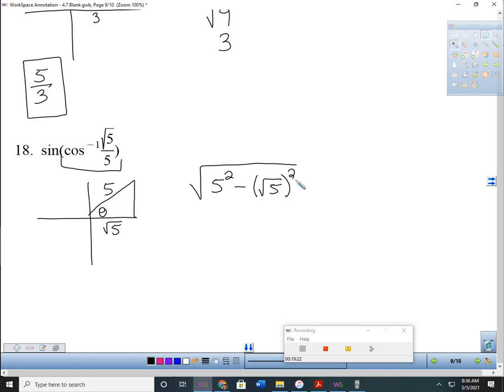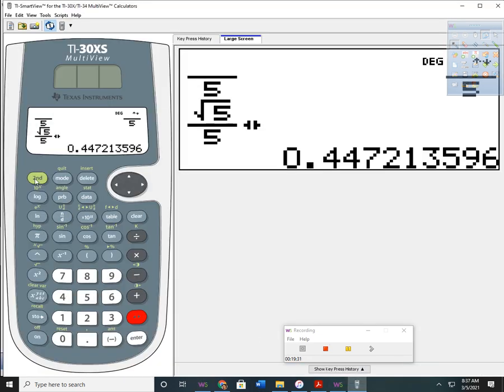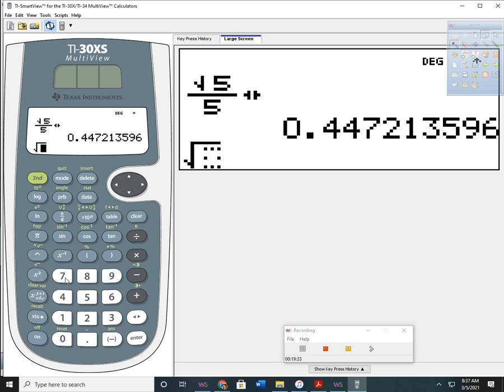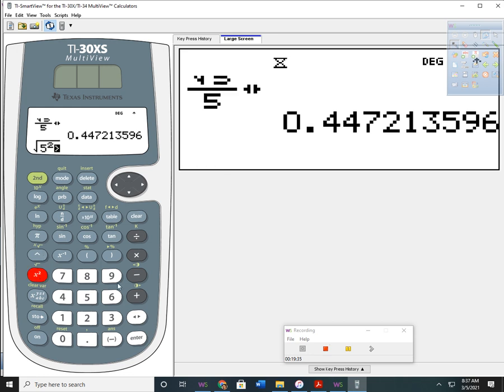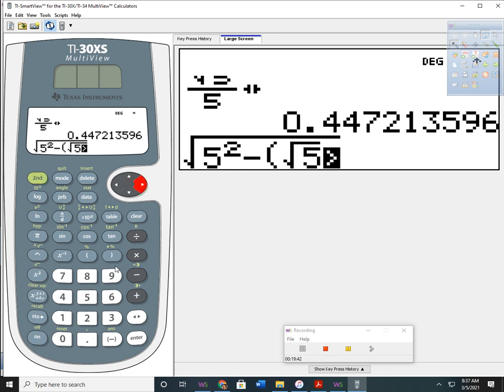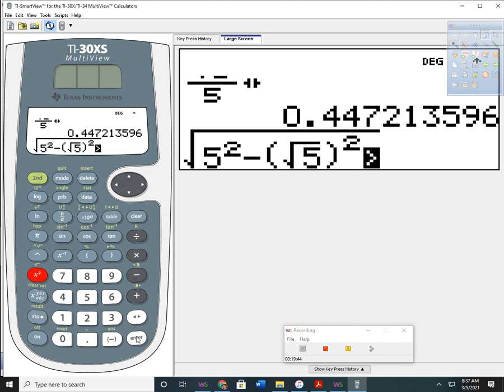All right. And sometimes you can plug this in and it is fine. It'll give it to you. Let's see if this will. So we have square root of 5 squared minus the square root of 5 squared. And it tells us that's 2 square roots of 5. If you have trouble with it giving that to you, then simplify underneath. Say that's 25 minus 5, right? And then plug it in and it should give it to you.